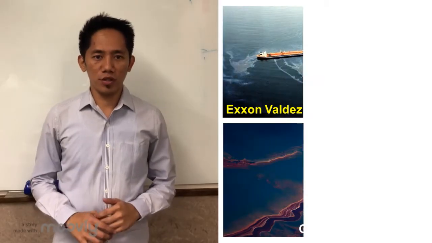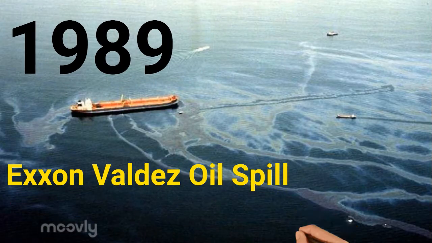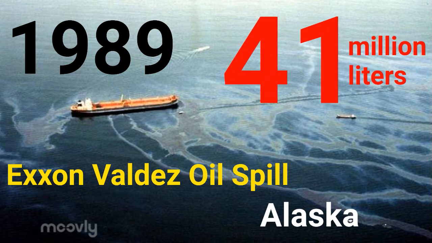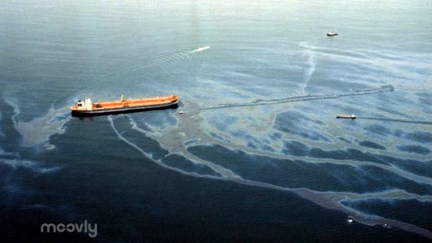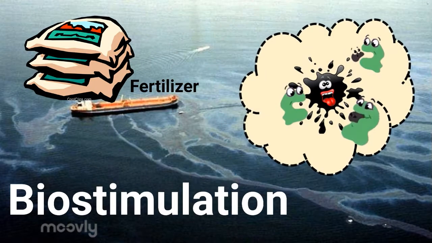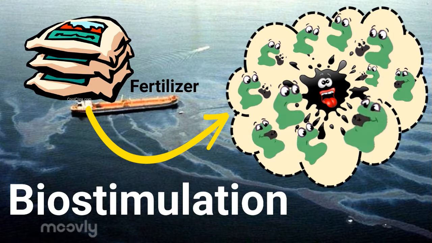Let me talk about the two cases of oil spill. First, the 1989 Exxon Valdez oil spill in Alaska. Approximately 41 million liters of crude oil contaminated the shorelines. Biostimulation method was used by adding fertilizers in the contaminated area to stimulate the growth of the oil-eating microbes and increase the rates of biodegradation.